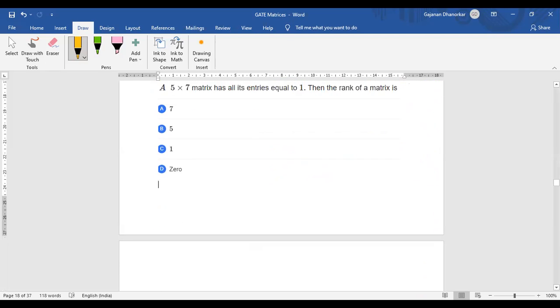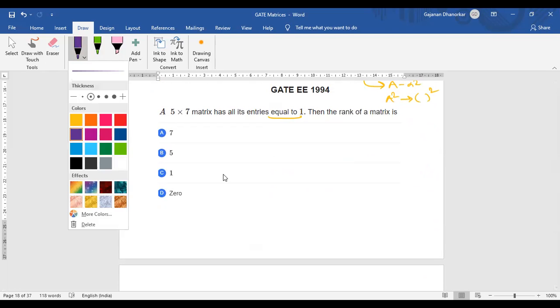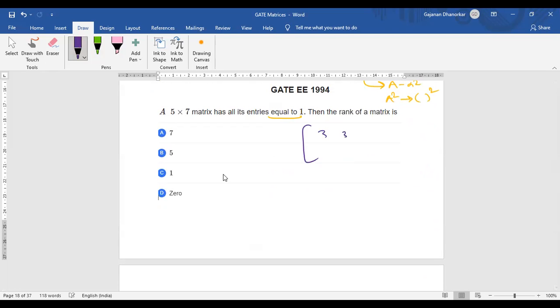answer. If I have a matrix of order 5 by 7 and all entries are 1, we have covered this type of problem. All entries are 1. We have covered this problem. 3, 3, 3, 3, 3, 3, 3, 3, 3, 3. Here, this was our example, and all entries are same. Instead of 1, I will say same also. Then what will be rank of this matrix?